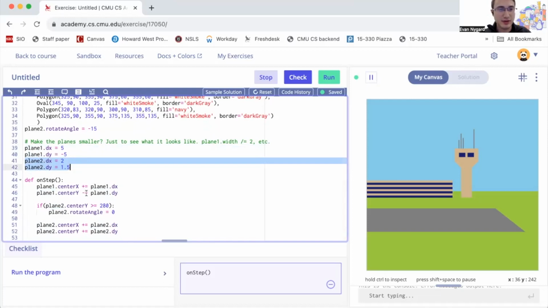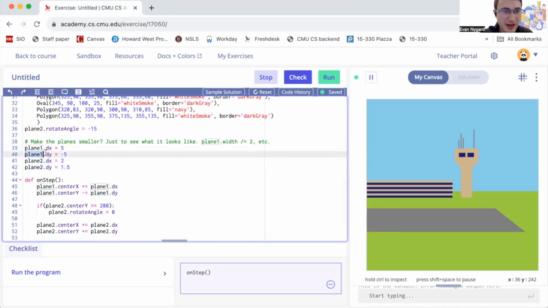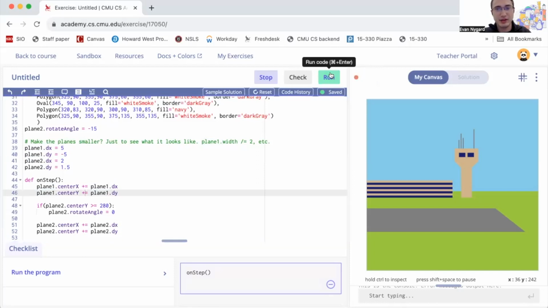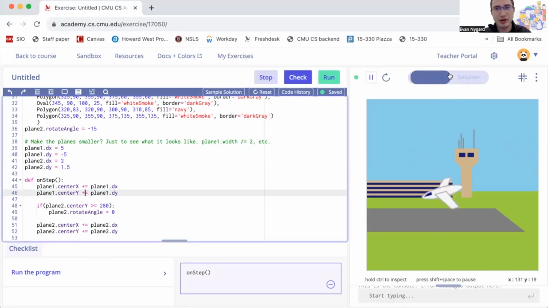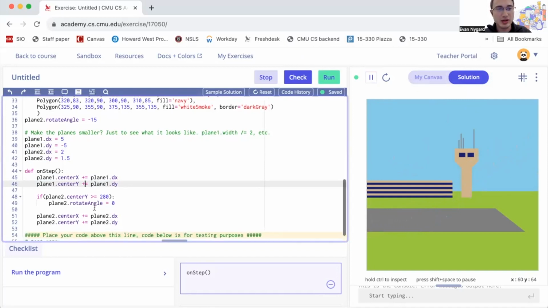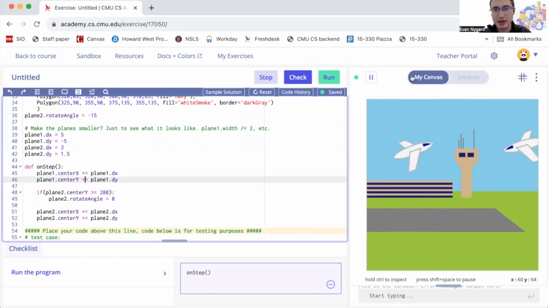The first thing we can do is double check all of these. We can see plane1.centerx plus equals plane1.dx and plane1.centery minus equals plane1.dy. We can see that plane1.dy is already negative. So what if we tried making this a plus equals instead of a minus equals? If we try that, plane 1 honestly looks the way it should with the solution. So it looks like plane 1 is good, but we still have issues with plane 2.